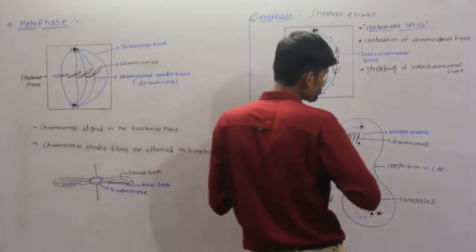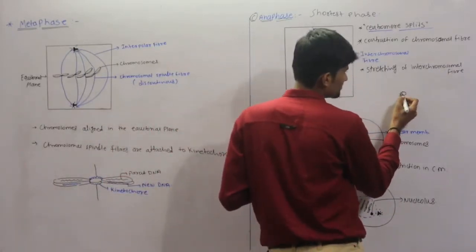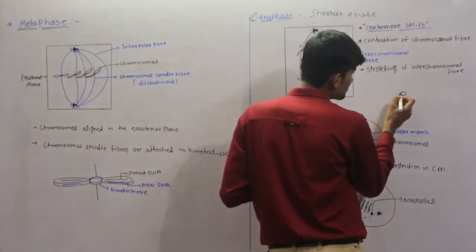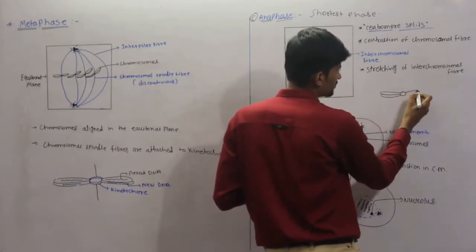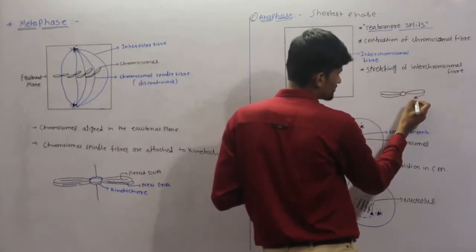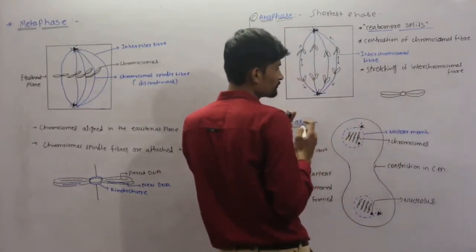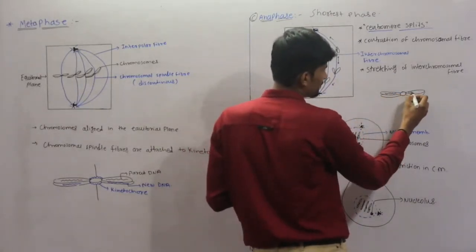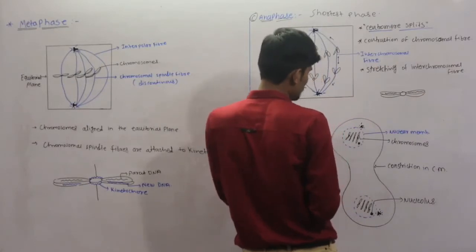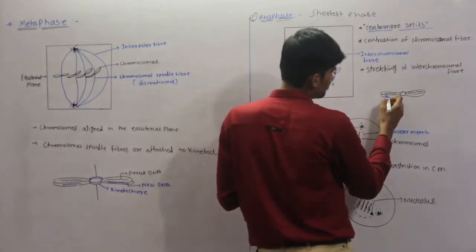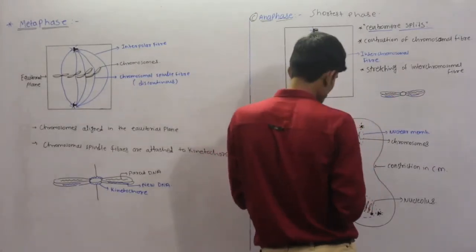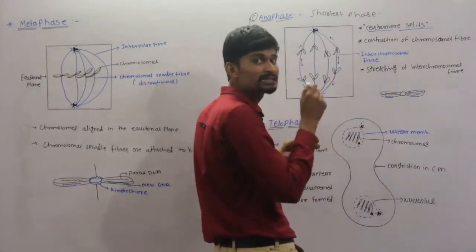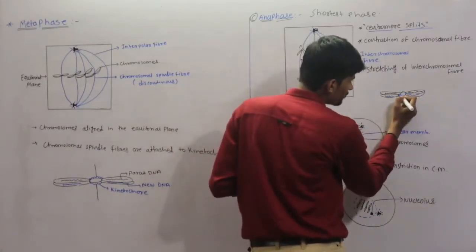Now suppose this is a chromosome, this is a centromere, and this centromere has these arms: this is the parent arm and this is the daughter arm, because DNA is duplicated. So this is parent DNA, and on this parent DNA there is a replication of the DNA, so this is new DNA. Now what happened, basically in this phase there is a splitting of the centromere, meaning this centromere splits.